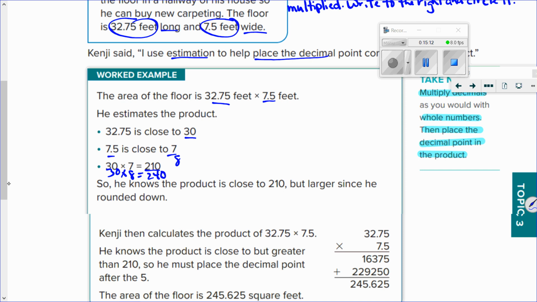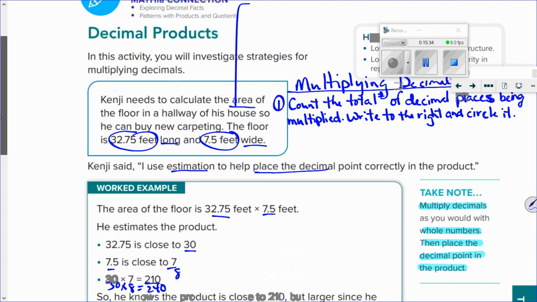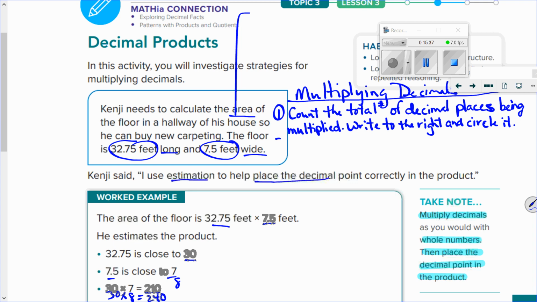There's only one person in this room that sees how many decimal places we have? Seriously? Okay, Austin, how many total decimal places are there? 3. There's 2 in the first number, 75 hundredths, 1 in the second number, 5 tenths. So I take a 3 and I write it right here and I circle it. Okay? That's step 1. Step 2, multiply like the decimals aren't there.